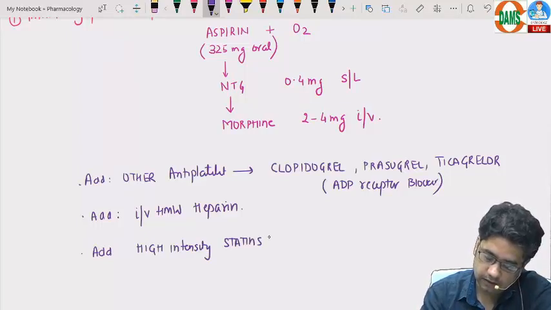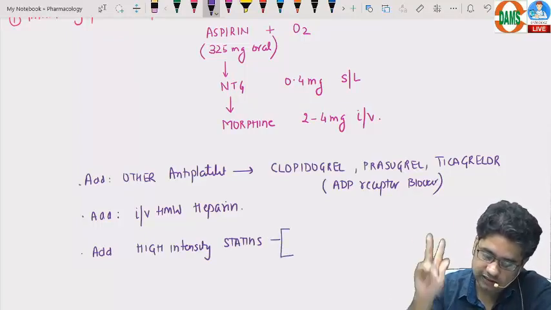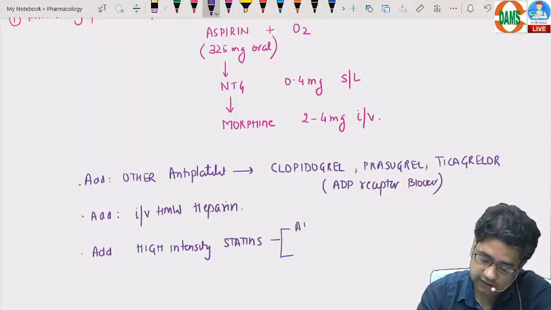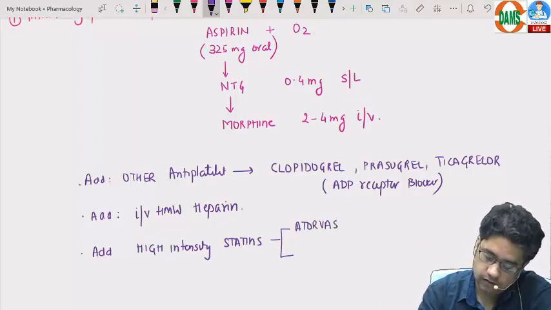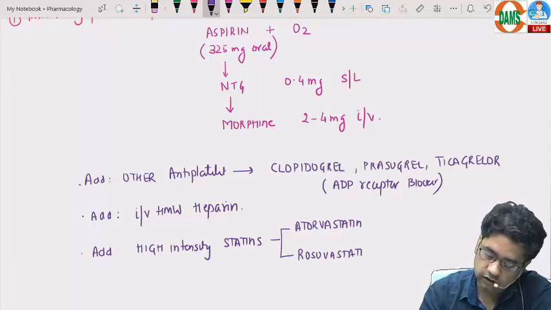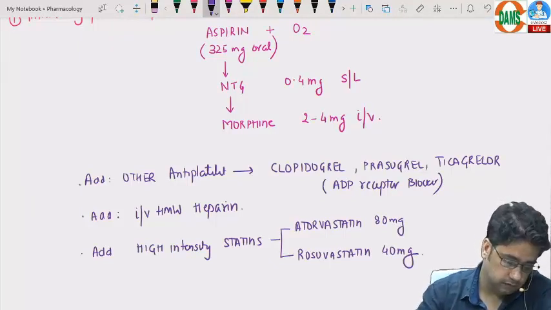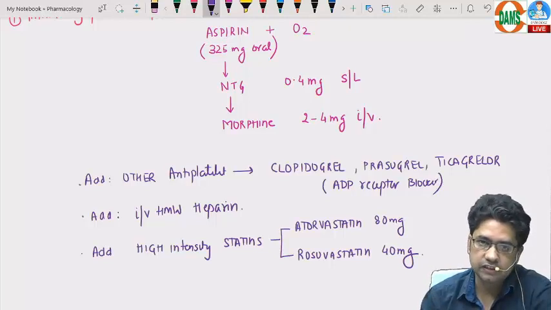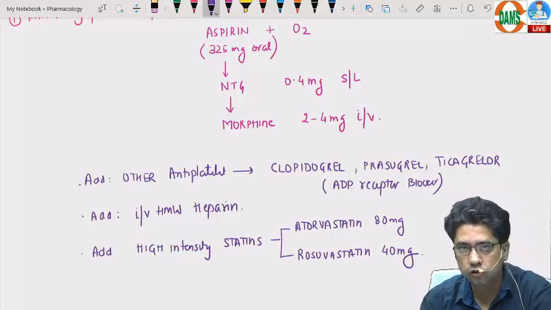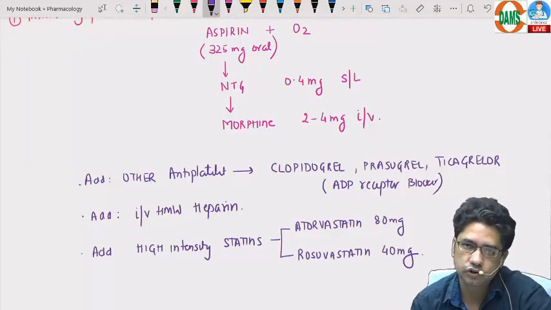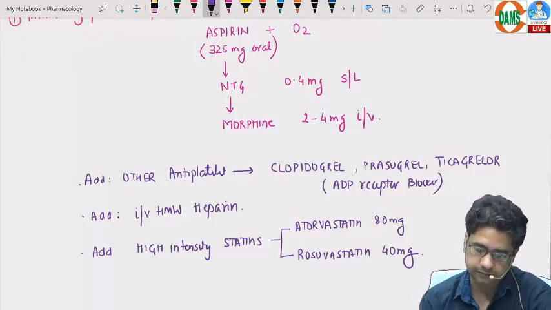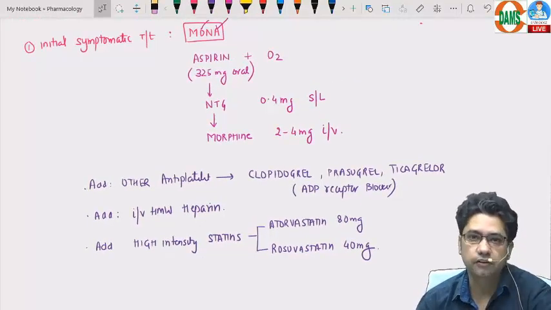We will talk about statins now. Only 2 statins are approved: atorvastatin and rosuvastatin. You have to remember the dose of statins, 80 milligram, 40 milligram. Why statins? Because statins reduce atherosclerosis. Atherosclerosis is the most common cause of MI in today's world. So this is initial symptomatic treatment.